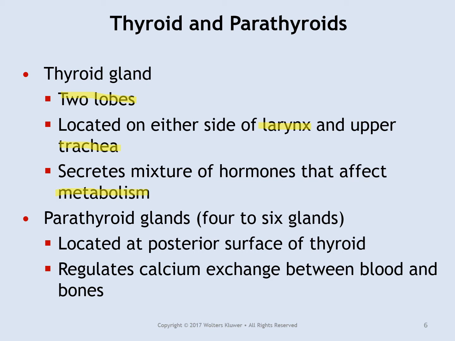The parathyroid glands, depending on the person, can have 4 to 6 of those. Not really sure why there are different numbers in different people. It's just the way it works out. And they are on the backside or posterior surface of the thyroid. And the parathyroid regulates the amount of calcium that is circulating versus the amount of calcium that is in the skeletal system.